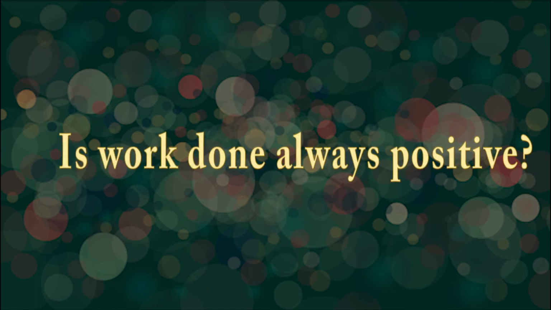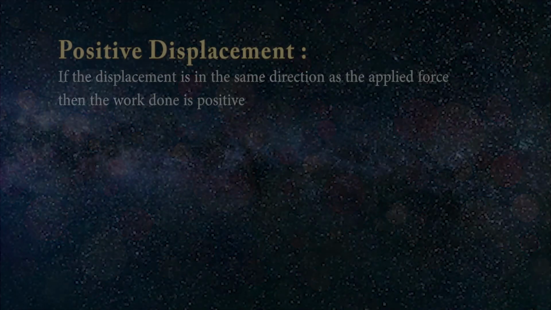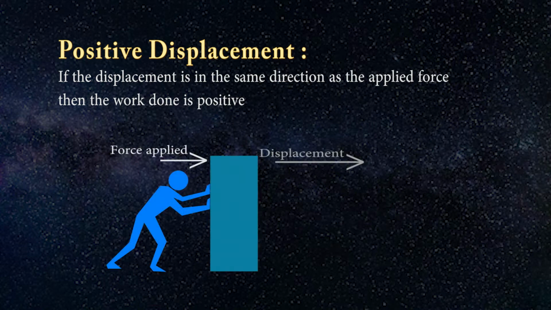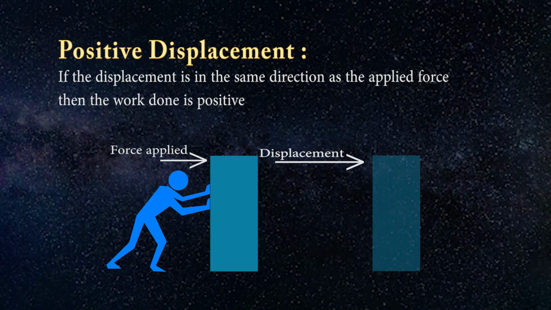Is work done always positive? Remember the equation. Work done is equal to force into displacement. If the displacement is in the same direction as the applied force, the work done is positive. Consider the case of a man pushing an object. As we can see, the displacement is in the same direction as the applied force. So, the work done is positive.